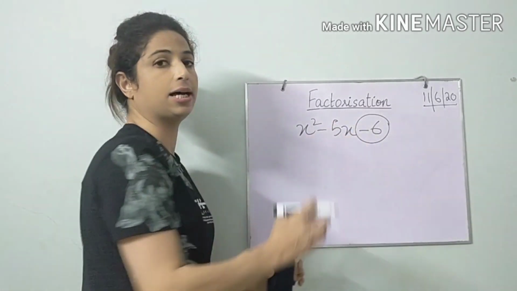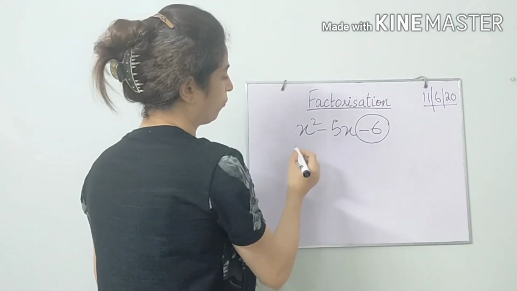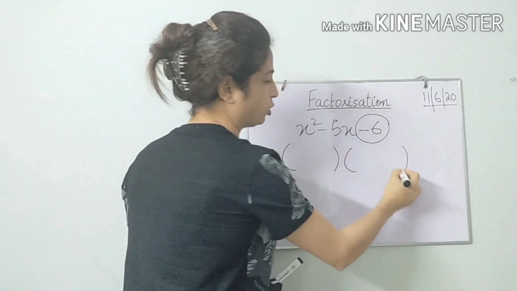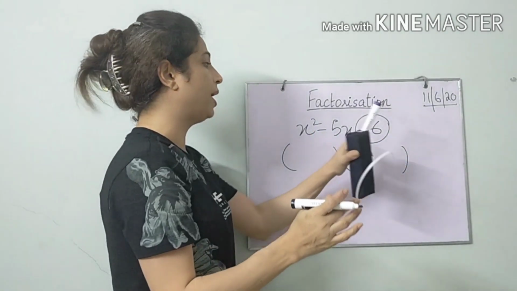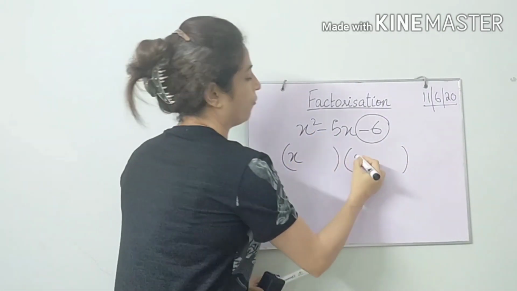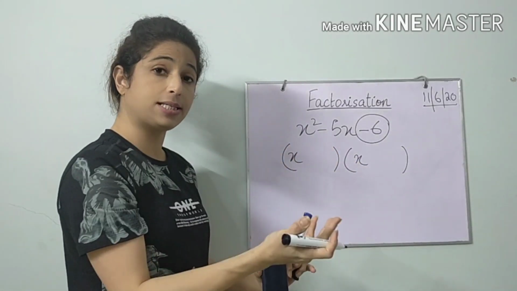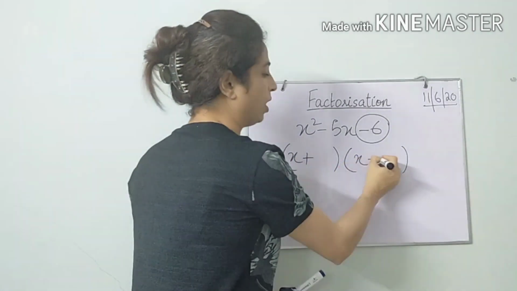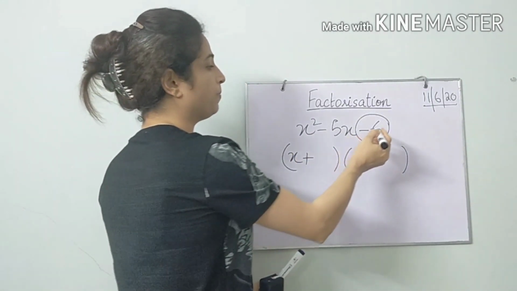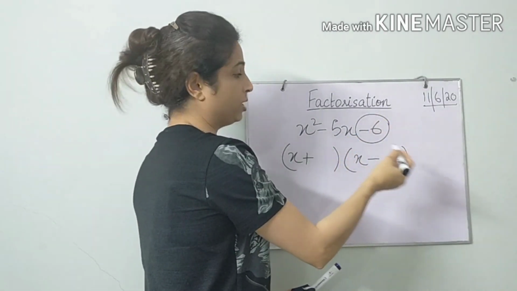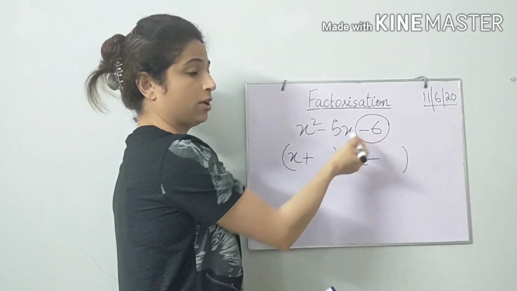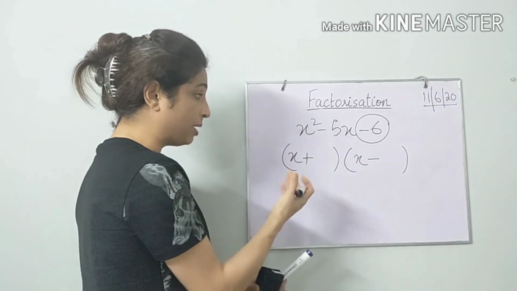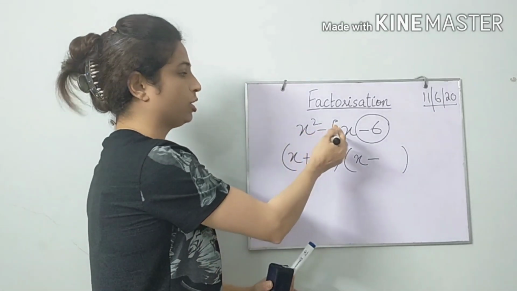So it carries a negative sign. So again, we'll have to make two brackets. But now, in this case, we have to take opposite signs within the bracket. So one will be with plus and one will be with minus, right? Now the two numbers which when multiplied by each other give us a 6, and when we add them together with these signs should give us a 5.